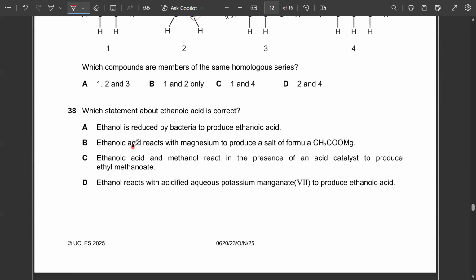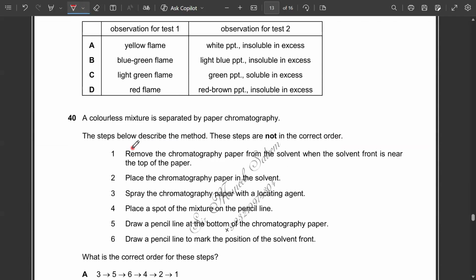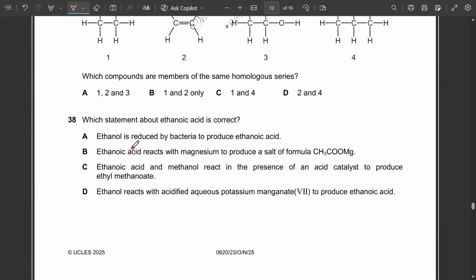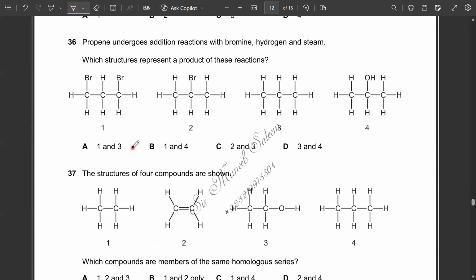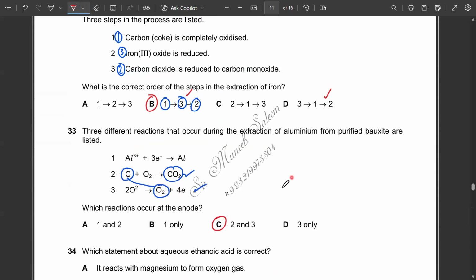So that's it. These are all the relevant questions of the topics which we are covering. That's all for today. We will cover the questions of the same four topics from paper 4 in the next class.